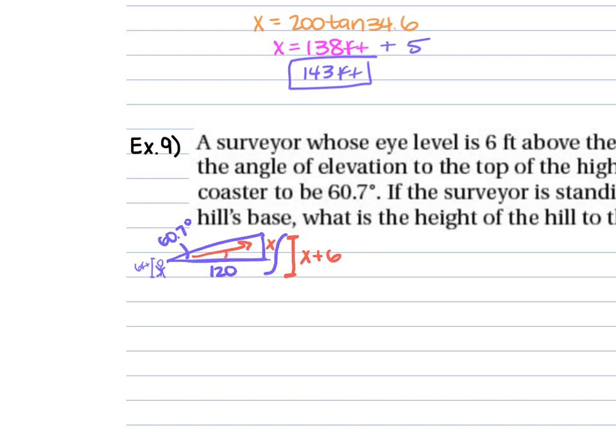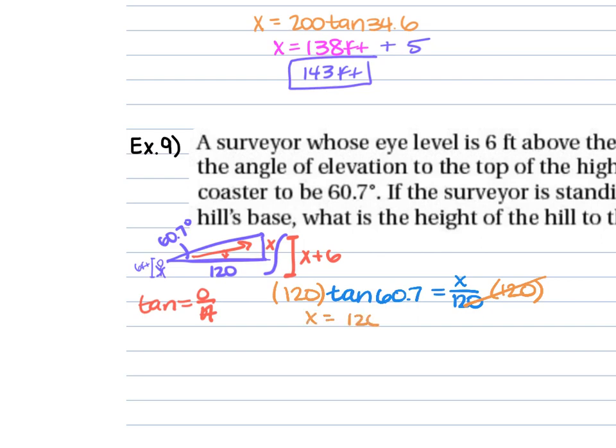We are working with opposite and adjacent one more time. So opposite over adjacent is tangent. So tangent of 60.7 degrees is equal to opposite, which is x, over adjacent, which is 120. So we multiply each side by 120, and we get that x is equal to 120 tangent 60.7, which in our calculator, if we plug that in, we get that x is equal to 214. From here, we're going to add 6 to this to give us that total height, and we get 220 feet.